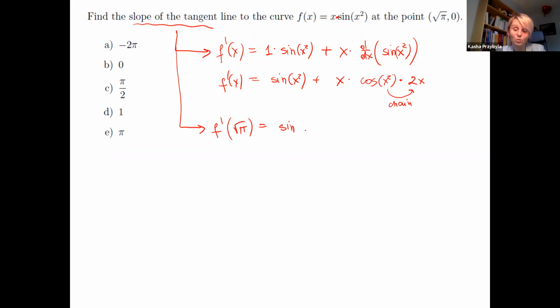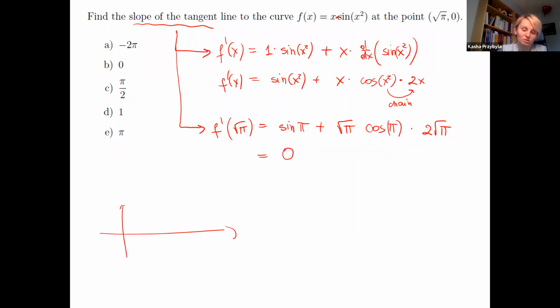The square root of pi squared will be just pi. This will be square root of pi, cosine of pi, and times 2 square root of pi. Okay, what's the sine at pi? Sine at pi is 0. Yes, we know how the sine function looks: the zeros are at 0, pi, 2 pi. Sine of x, x and y. Now I will put this in.